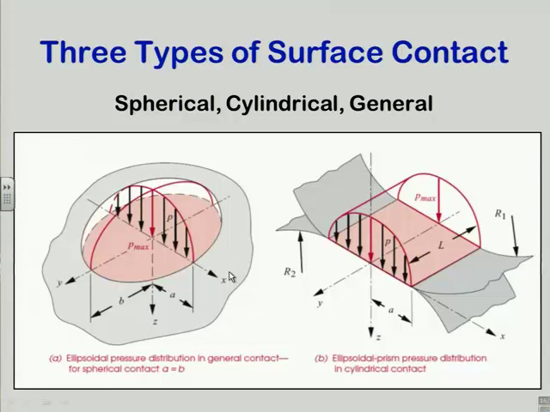Here you have a cylindrical contact, and this gives me a rectangular patch. And again, the half width of that rectangle is called A. That's how I define the contact patch.